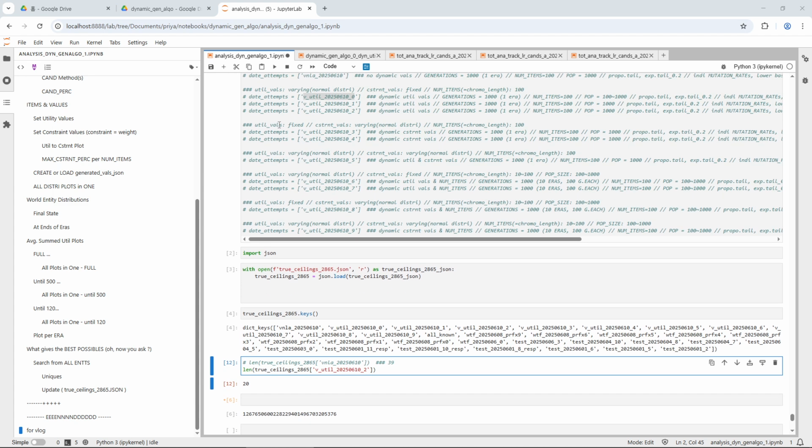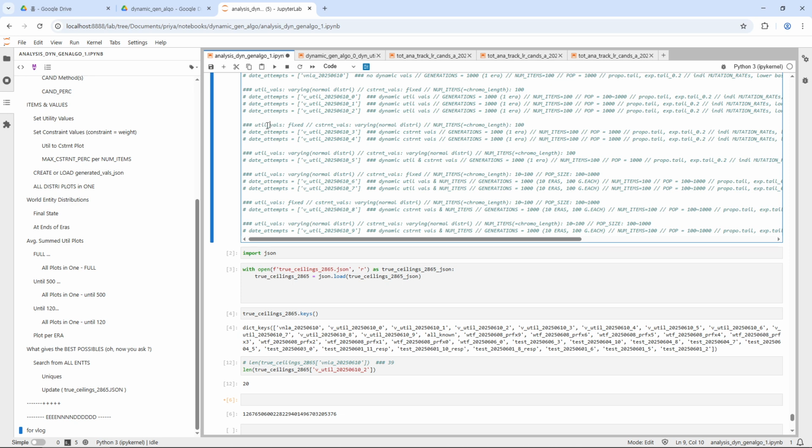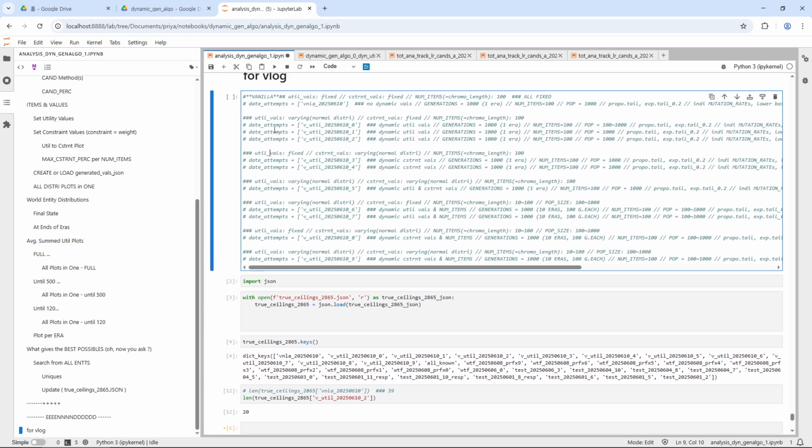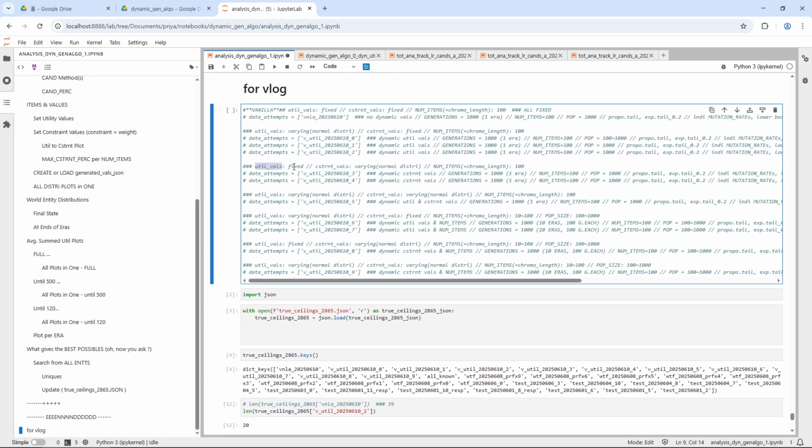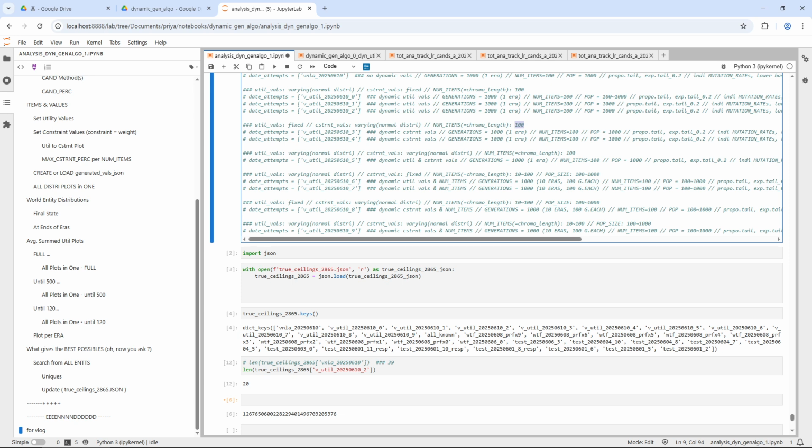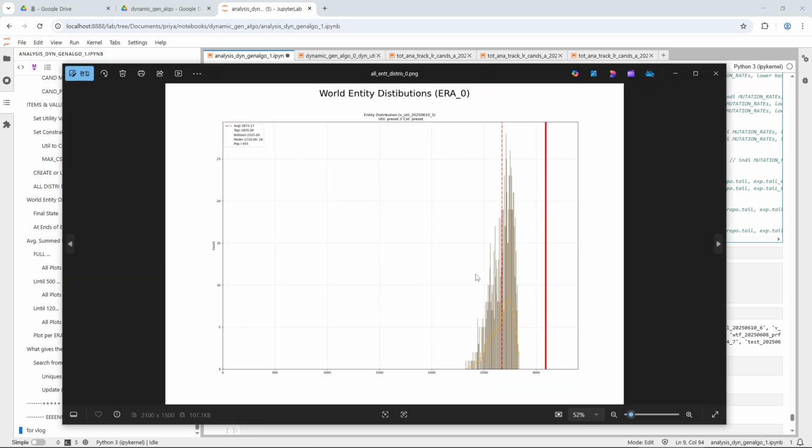The second iteration, now we are doing this setting where the utility values are fixed and the constraint values are set to vary following some normal distributions, and the number of items is still fixed to 100 items. And when I do that, here are the distributions.